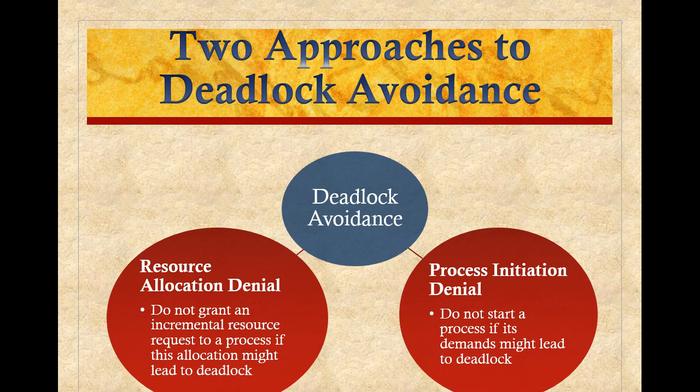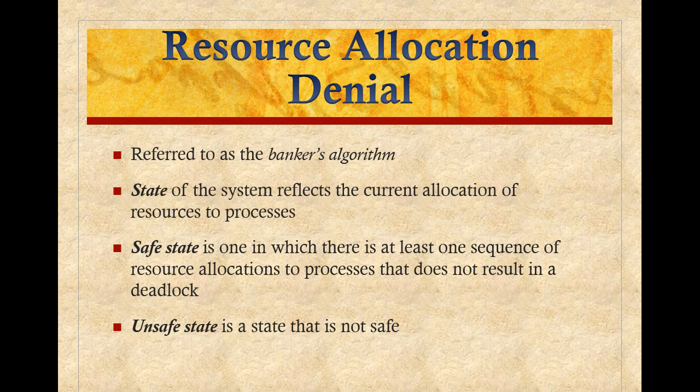Resource allocation denial means that we do not grant an incremental resource request to a process if this allocation might lead to a deadlock. Process initiation denial means that we do not start a process if its demand might lead to a deadlock. Resource allocation denial is normally done through Banker's algorithm. In Banker's algorithm, a state is defined as the state of the system that reflects the current allocation of the resources to processes. There are two types of states: safe and unsafe.